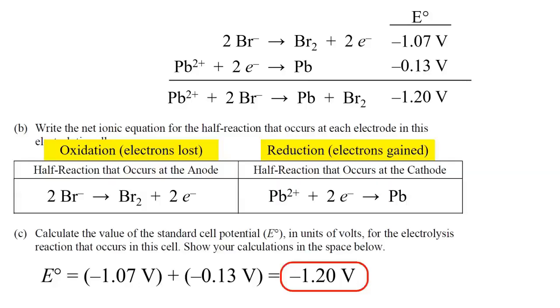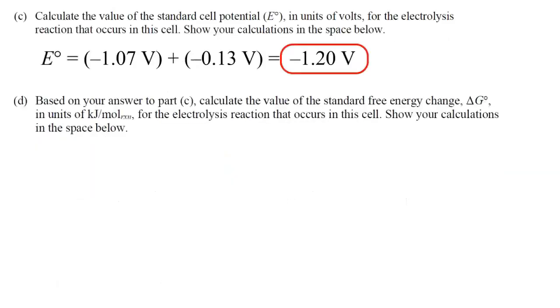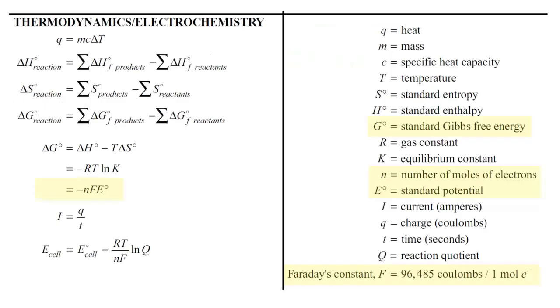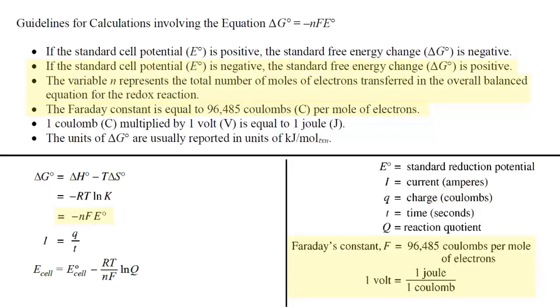Now, in part D of this question, it says, based on your answer to part C, which is negative 1.20 volts, calculate the value of the standard free energy change, or delta G, in units of kilojoules per mole of reaction for the electrolysis reaction that occurs in this cell. So here in part D, we will use this equation that you can see on the AP Chemistry equation sheet, in which delta G, the standard Gibbs free energy change, is equal to negative N times F times the value of the standard cell potential. So N represents the number of moles of electrons that were transferred in the overall redox equation. F represents the Faraday's constant, and again, that symbol, capital E with that superscript 0, that is the standard cell potential.